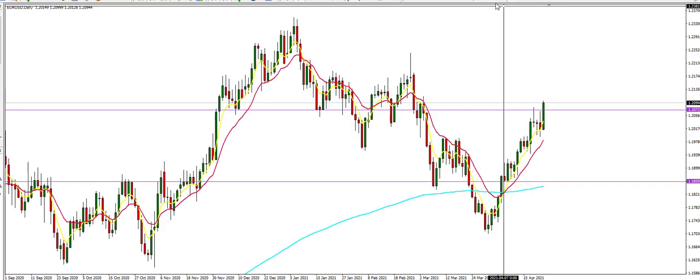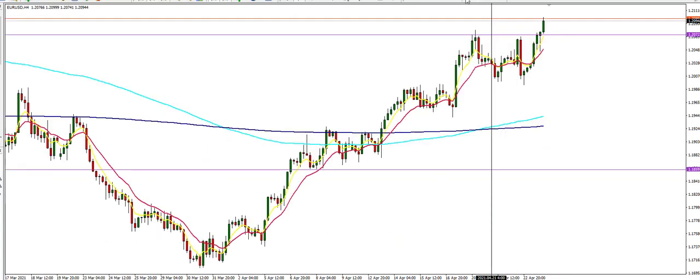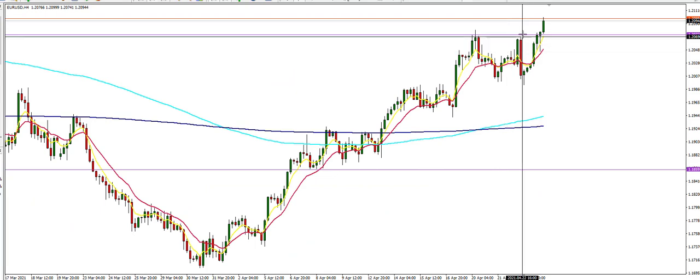And then when you move to the daily, you have the market trending upward pretty strongly as it ended the week. And on the 4-hour, it's actually trending up as well here.